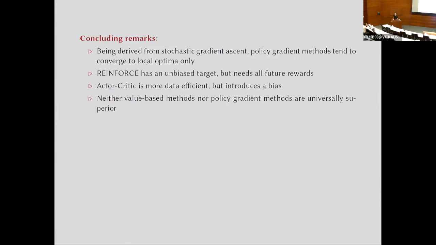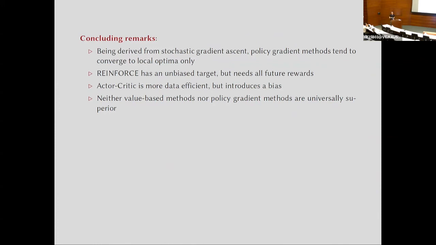If you do that, that should be simpler to analyze. Yeah, this is a lot simpler because this comes directly from stochastic gradient ascent. So you get directly the convergence properties from there. They typically converge to local optima, but you get convergence much easier.